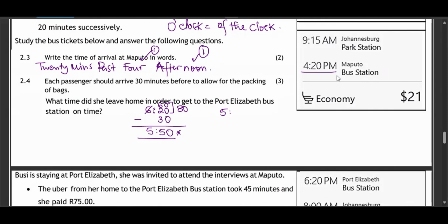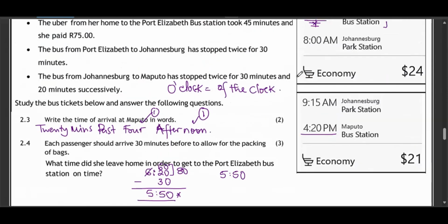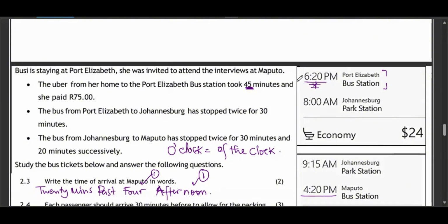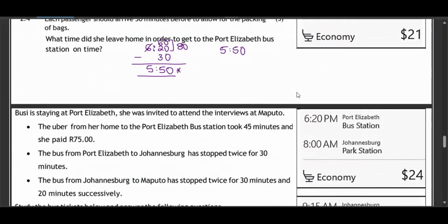So remember that she had to take 45 minutes. You see this 45 minutes? The Uber from home to Port took 45 minutes, and she paid for this. So the 45 minutes here now come into play. So what time did she leave home if she's going to spend 45 minutes on the road? So we shall say minus 45 minutes. So in other words, she left at this time here. Some other people wrote 17. It's fine, as long as you have calculated.